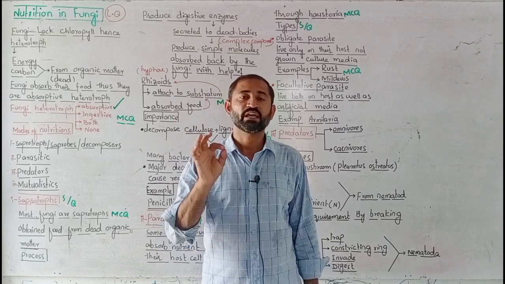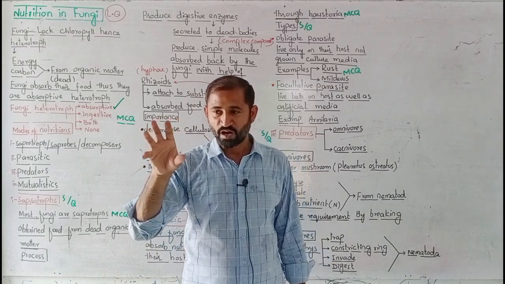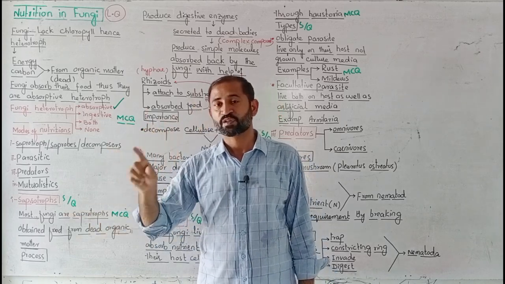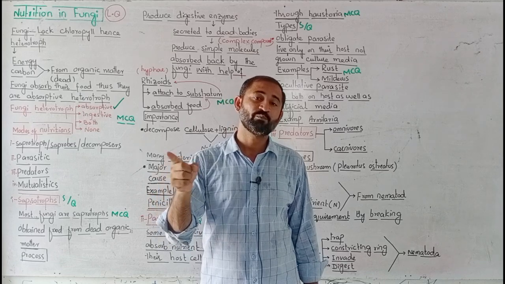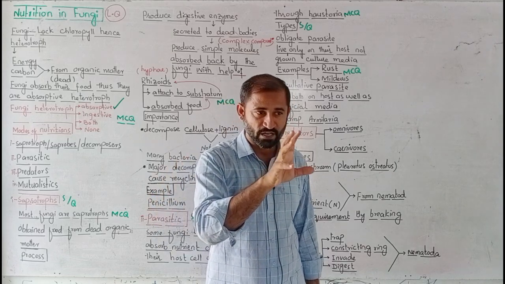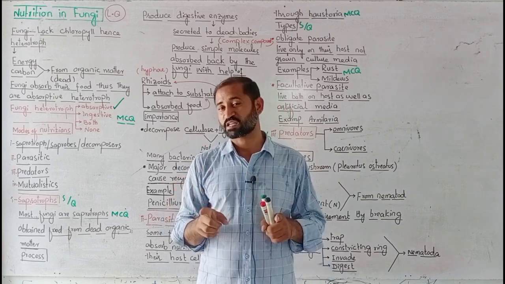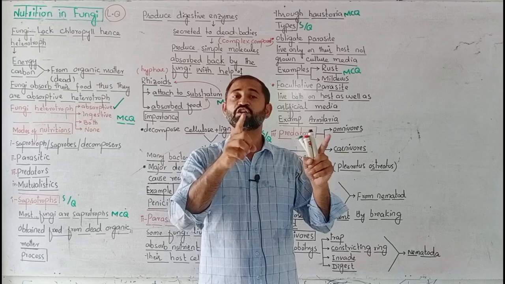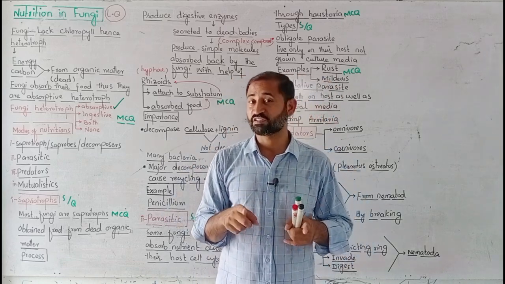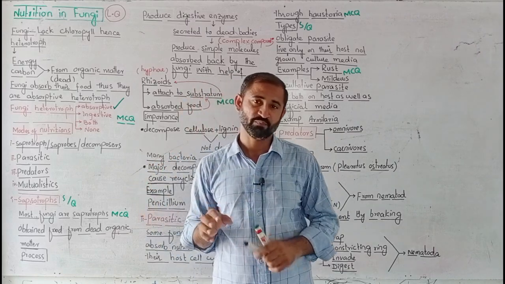Once again, in case of decomposer fungi, the part of the body used for absorption is the rhizoid. Whereas in case of parasitic fungi, the part of the body used for absorption of food is the haustoria. Haustoria is related to parasitic fungi, whereas rhizoid is related to decomposer fungi.